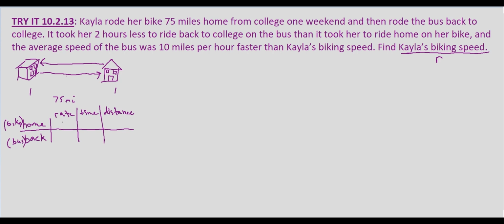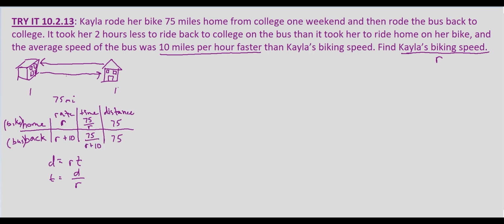So her rate is going to be R for biking, and then the trip back to college on the bus, we're told it's 10 miles per hour faster, so it would be R plus 10. Now, in both instances, the trip was 75 miles, so we fill that into our chart as well. Now, how do we find our time? Well, if distance equals rate times time, then time equals distance divided by rate. So this would be 75 over R and 75 over R plus 10.